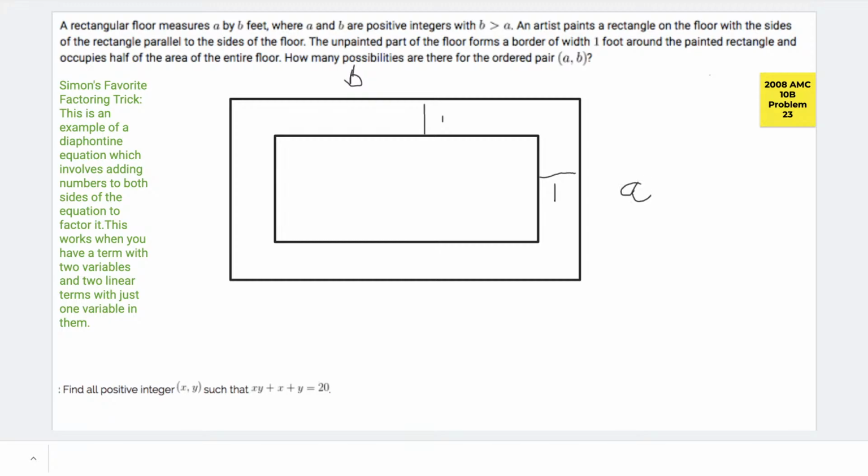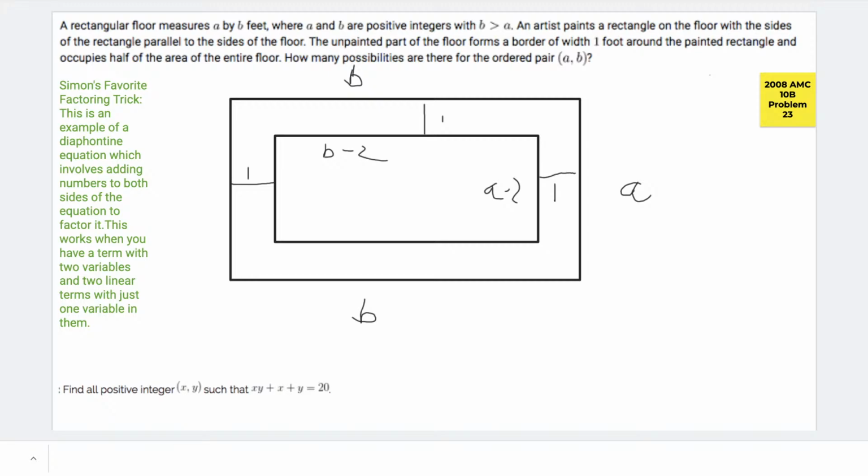Now, it also says that the area of the painted rectangle occupies half of the area of the entire floor. And now we know that the dimension of this whole thing is b minus 2, because we know this is 1 and this is 1. So you just subtract those two from b, and you get this dimension as b minus 2. And you do the same for a, and you get a minus 2. Then it says that b times a is double of this. That means if you multiply this area by 2, you get b times a.